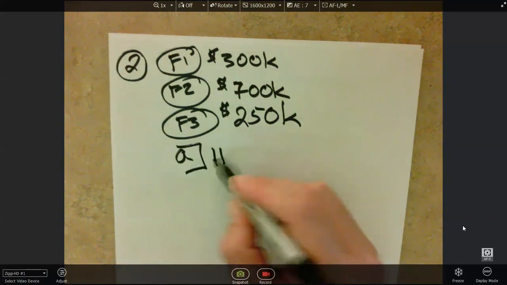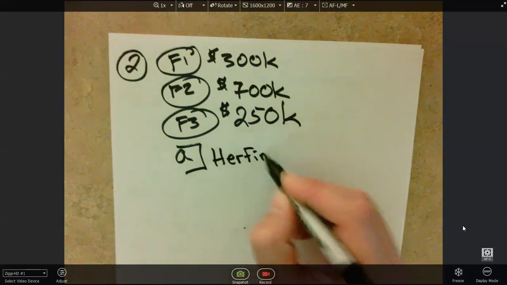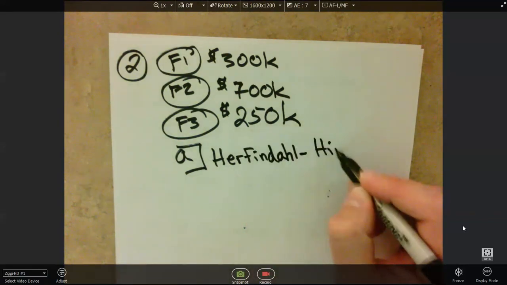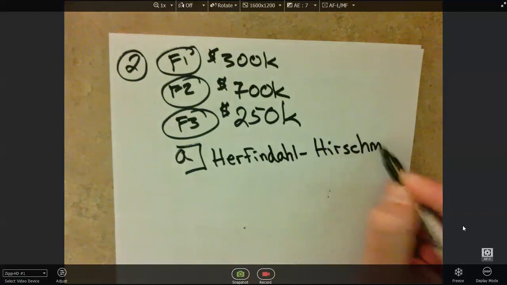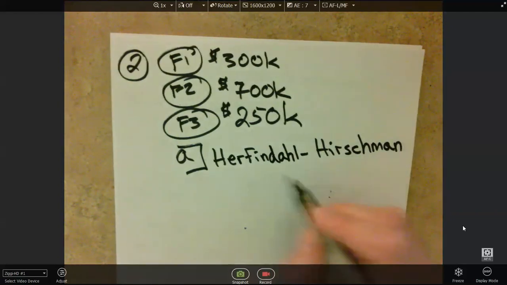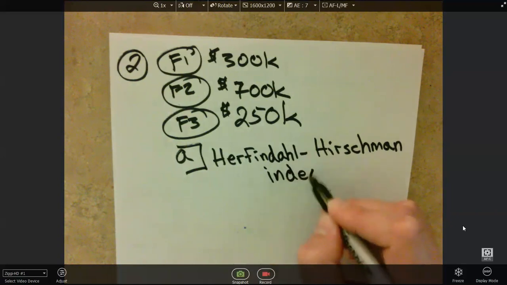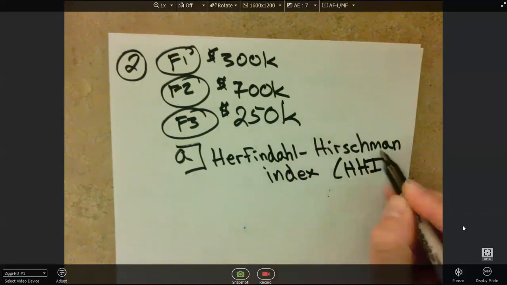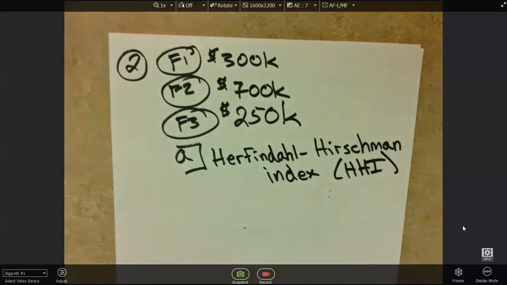Herfindahl-Hirschman index. I must work on it. I only have a good Russian accent. I do not have my German accent, very bad. Cannot do. I have not spent enough time around wonderful German people. I cannot absorb their accent.